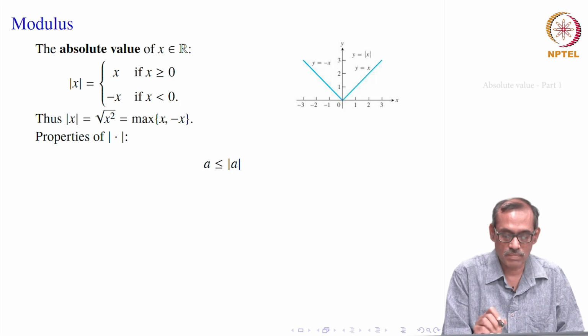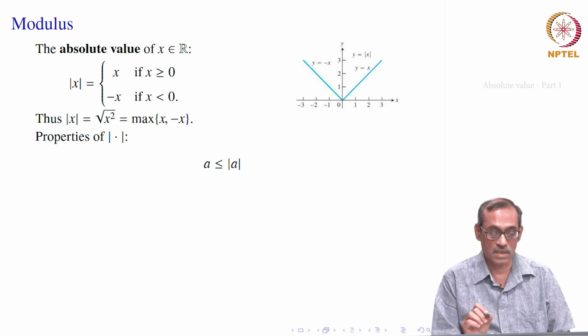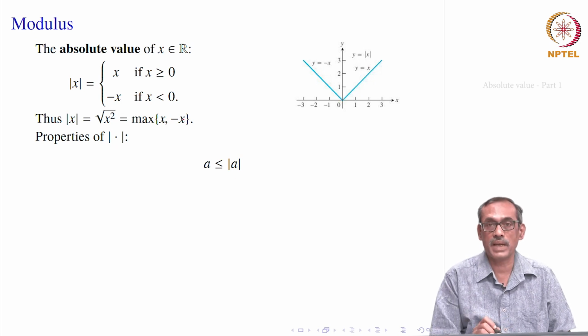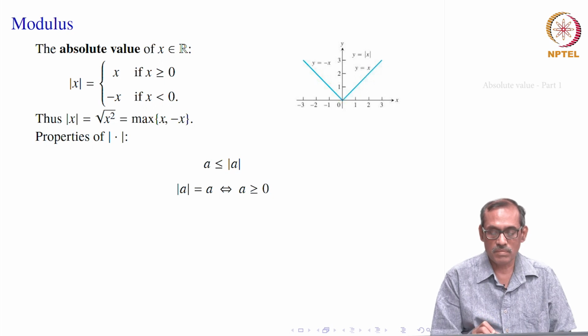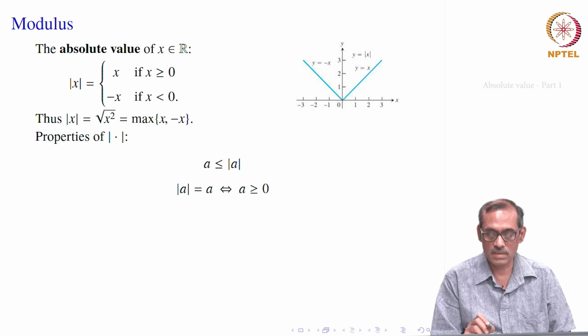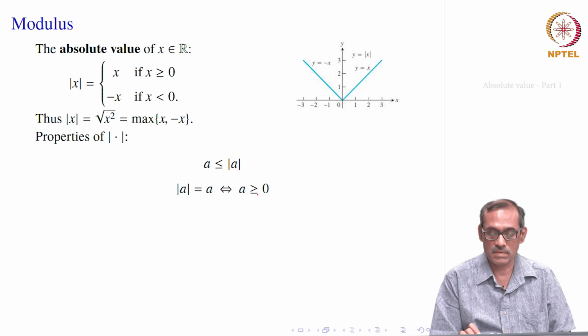So, now we will see some properties of this absolute value or mod. The first property is a is less than or equal to mod a. That is very obvious, because mod a is equal to the maximum of a and minus a. So, whatever it is, it is the maximum, so a must be less than or equal to that. Next we have mod A equal to A if and only if A is greater than or equal to 0. How does it come through? See, mod A can be either equal to A or equal to minus A. It is A when A is greater than or equal to 0, and when it is minus A, then A must be less than 0. That is what it says.